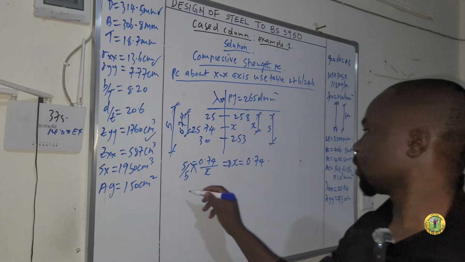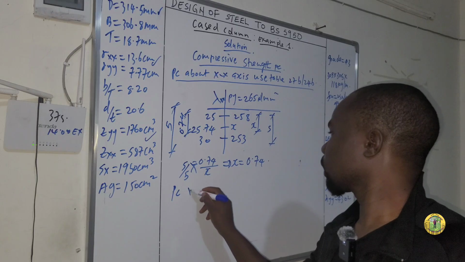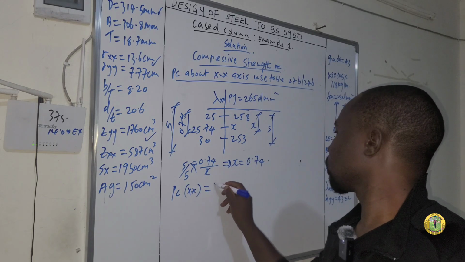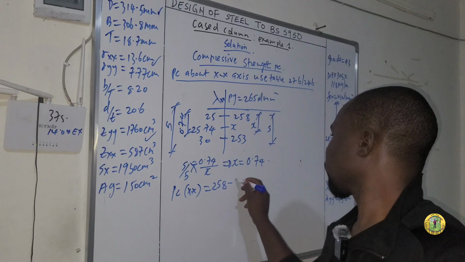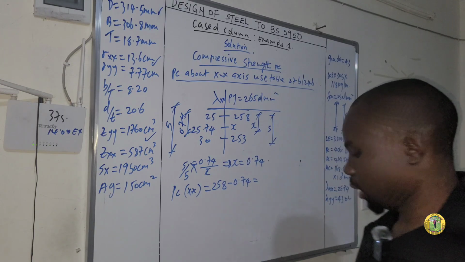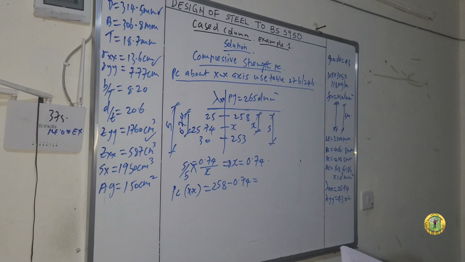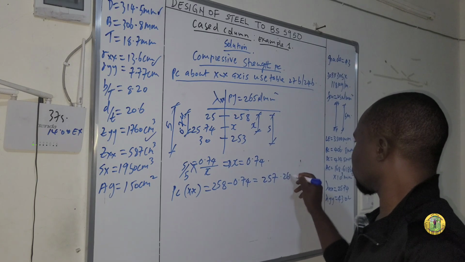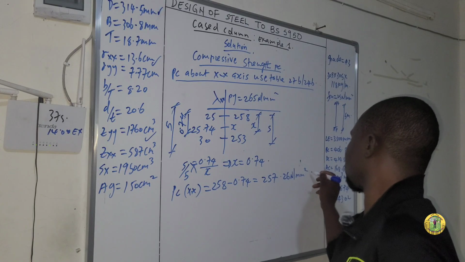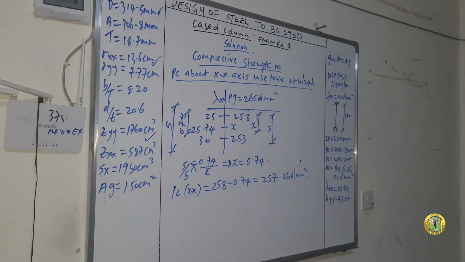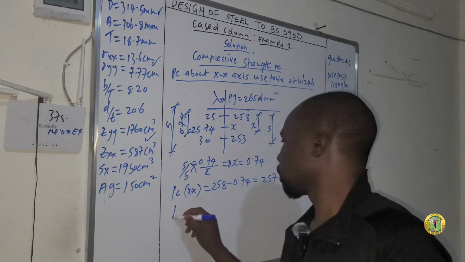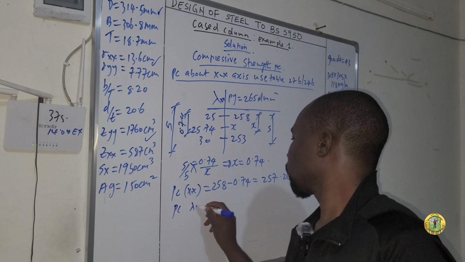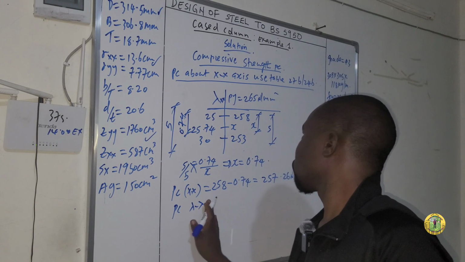So PC about XX axis is equal to 258 minus 0.74, which is equal to 257.26 Newton per millimeter square. We now proceed to PC about YY axis. So PC about YY axis.